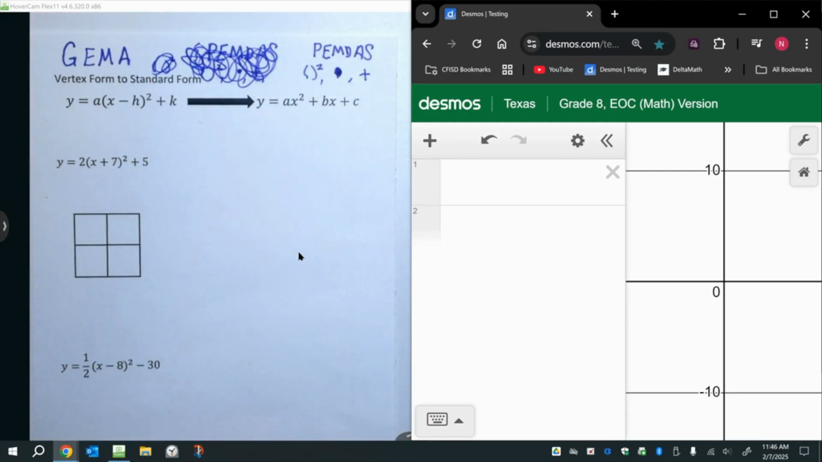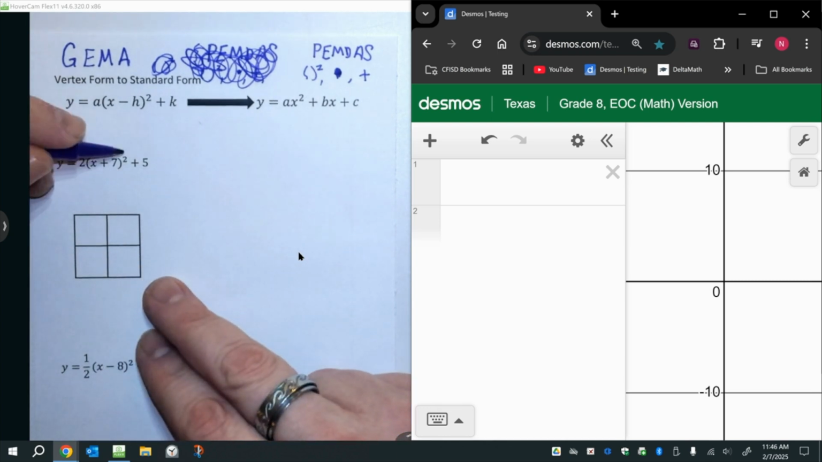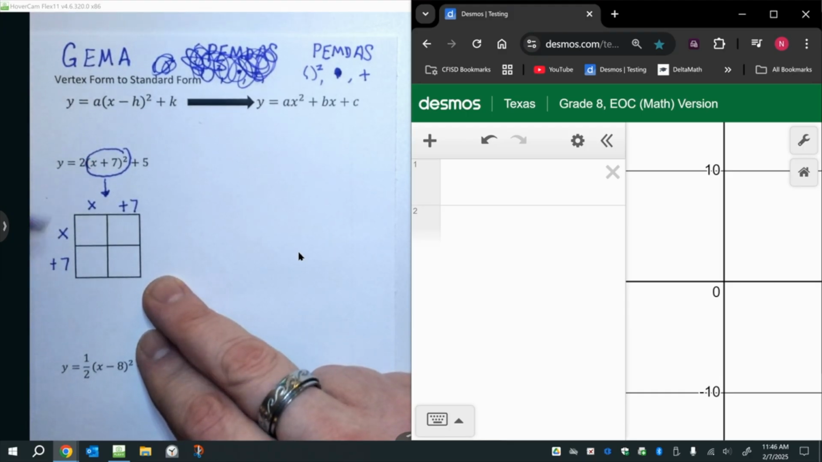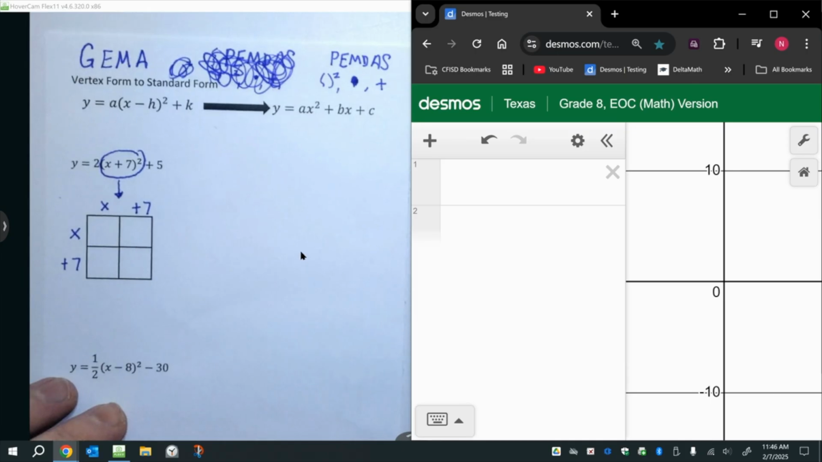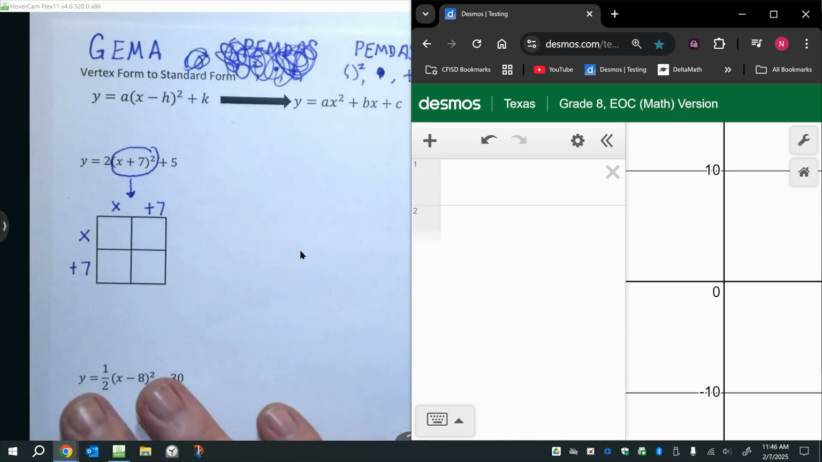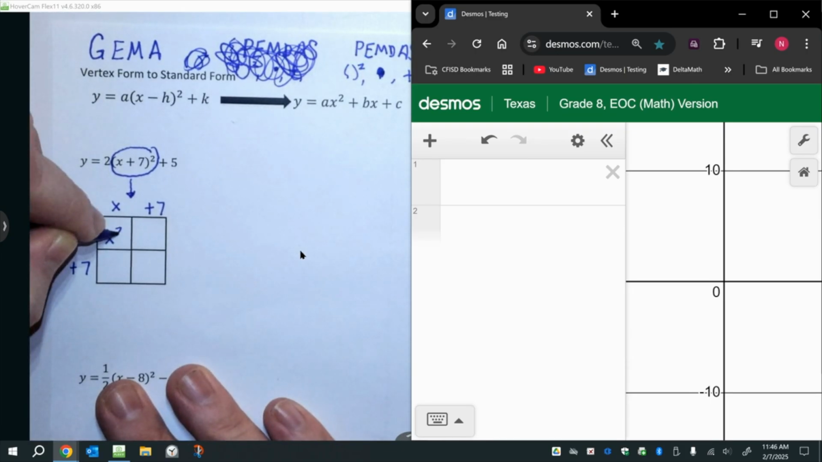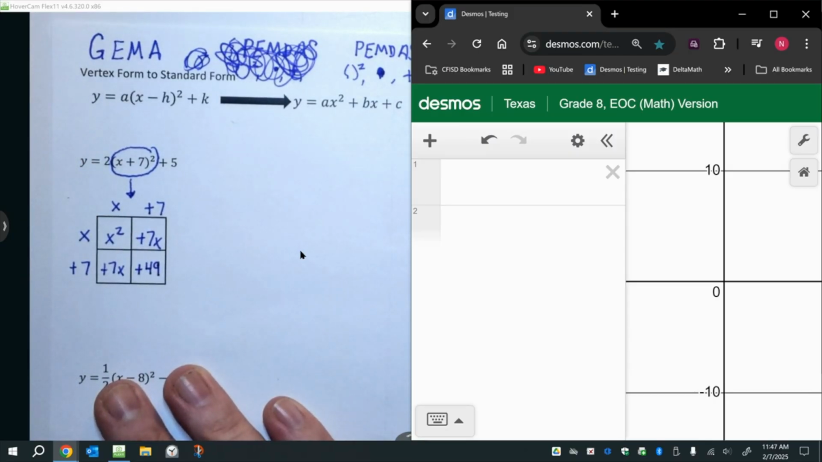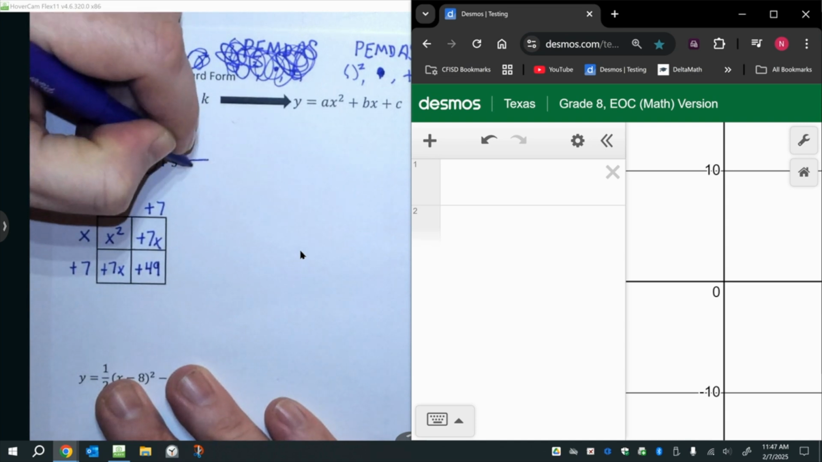Here's how this goes. First thing we want to do is evaluate this piece right here using our box. So I'm going to put x plus 7 here, x plus 7 there. And now I'm going to multiply: x times x is x squared, 7 times x is 7x, 7 times x is 7x, and 7 times 7 is 49. Okay? So now we're going to write it this way.